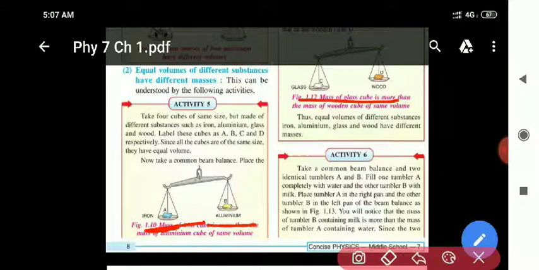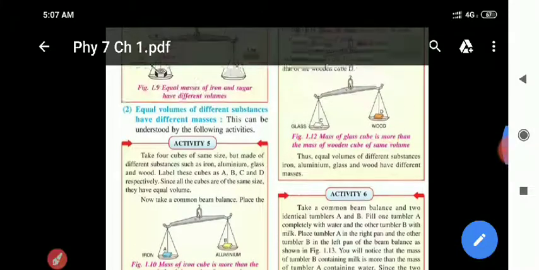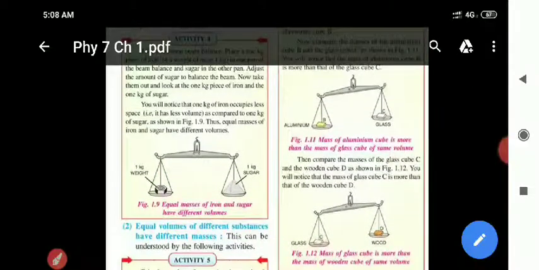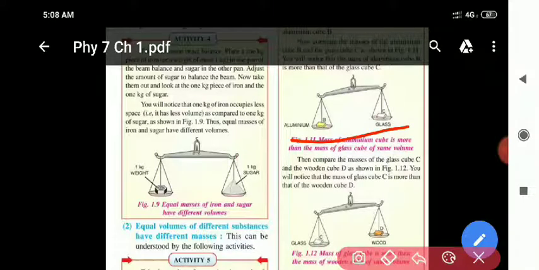So volumes are same and masses are different if we use the beam balance. Here also aluminium and glass, aluminium is heavier than glass when volumes are same.